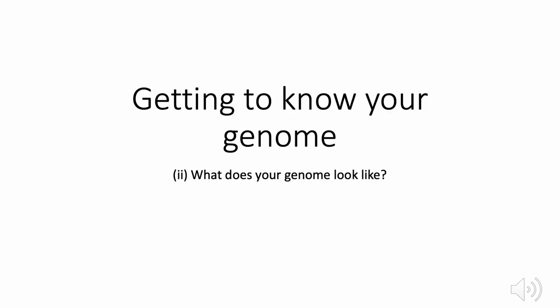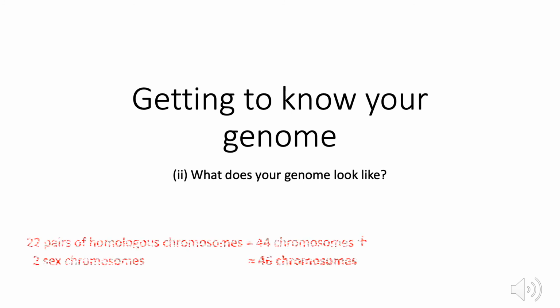So what does your genome look like? Inside the nucleus of your cells there are 22 pairs of similar chromosomes. We call these homologous pairs of chromosomes. There are also 2 sex chromosomes, X and Y. In total then your genome has 46 chromosomes. Remember that an identical copy of the genome is found in the nuclei of all of your cells.